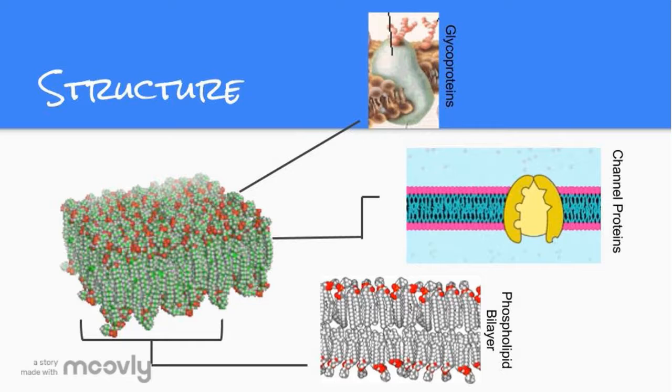Integral proteins are found within the bilayer. They function as transporters in the membrane and act as pathways for ions and molecules. Broad categories of integral proteins are carriers and channels.